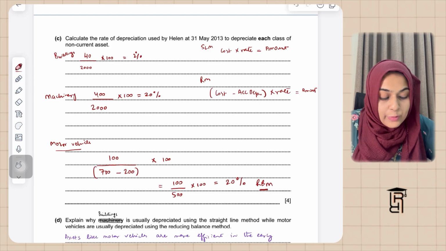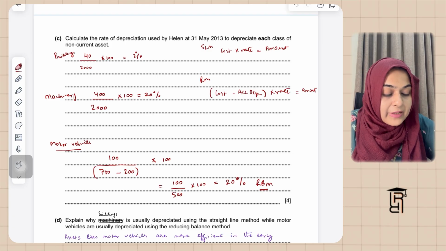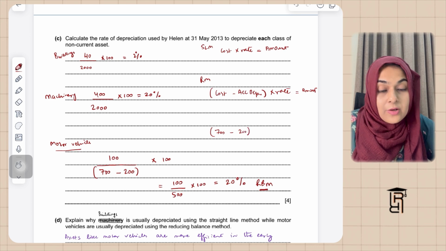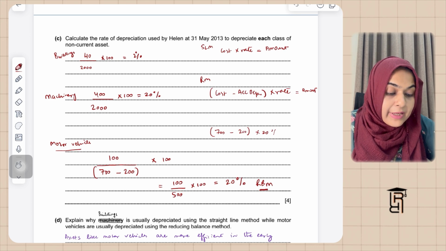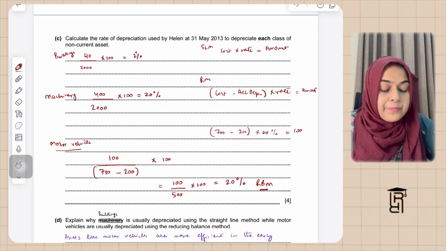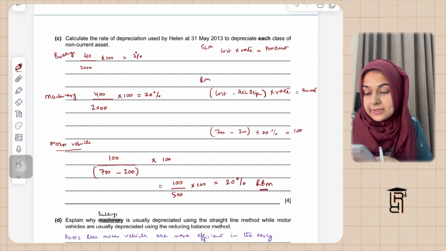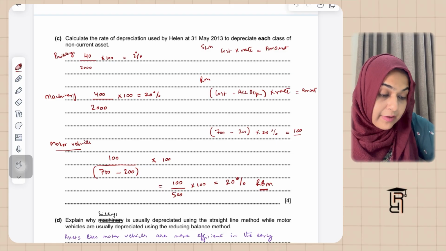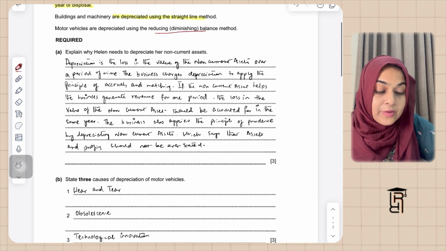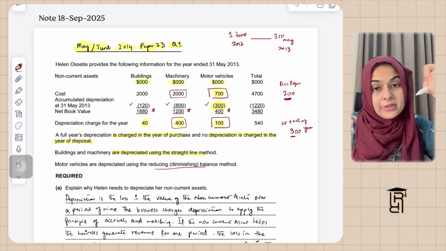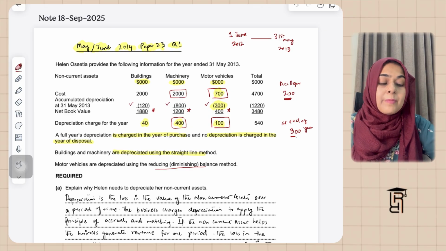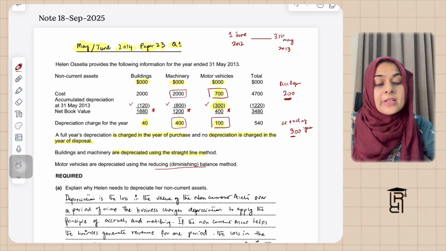But the percentage here is 20%. But you guys know that if we already had 20%, what we would have done is 700 cost of the motor vehicles minus 200 accumulated depreciation at the start of the year, that is 200 multiplied by 20%, which would have given us $100. So this is how we actually calculated 700 minus 200 multiplied by 20% gives us $100. But you guys need to understand that 300 includes the charge for depreciation for the current year. So you guys have to work backwards and calculate the accumulated depreciation at the start of the year.